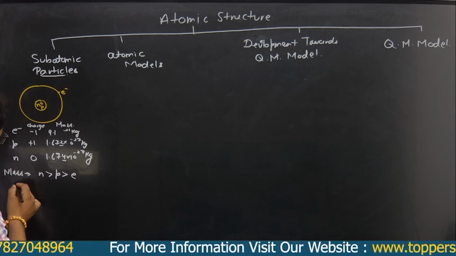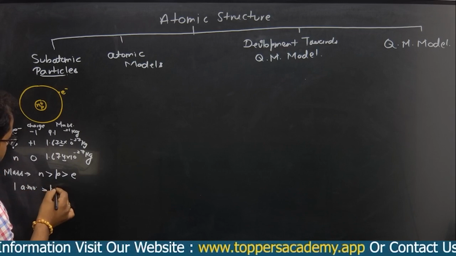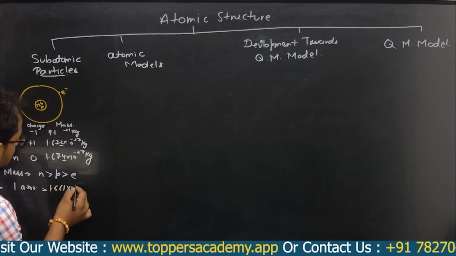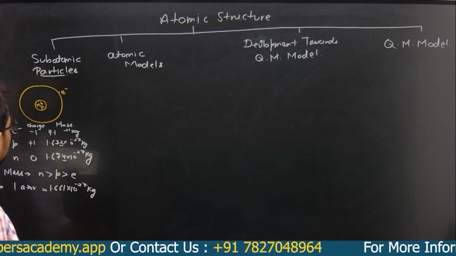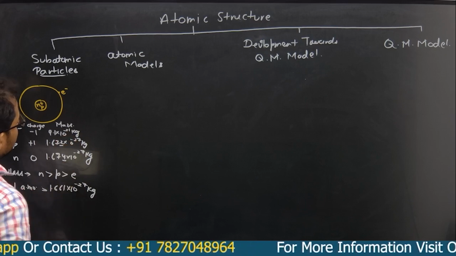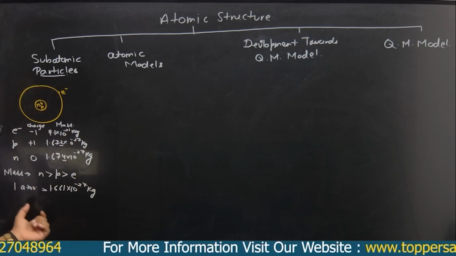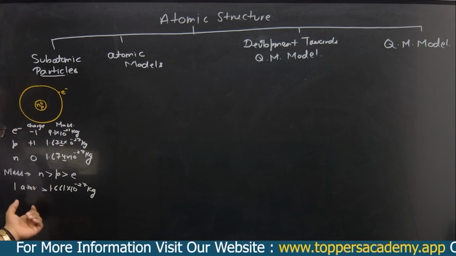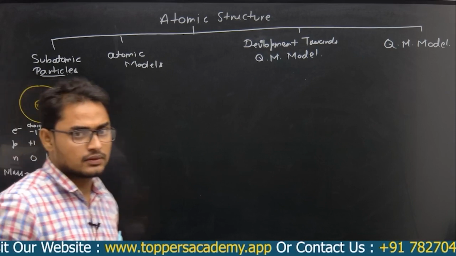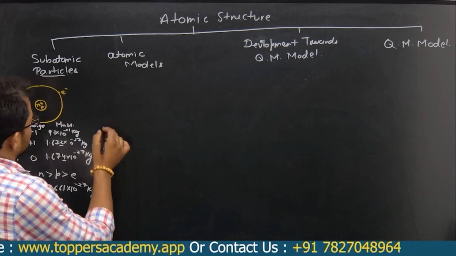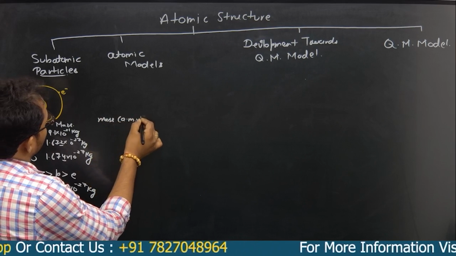And I am going to tell you about the atomic mass unit value. It is 1.661 into 10 to the power -27 kilogram. Because these are very complex values, we cannot use them in an easy way, so we use another unit of mass, AMU. For our convenience we use AMU. So I am going to write here mass in AMU.